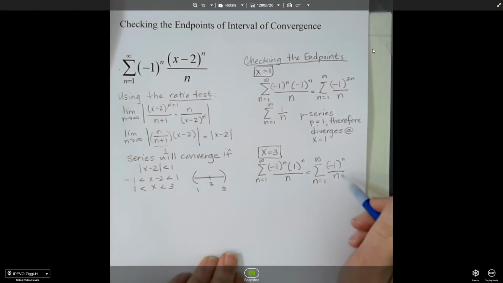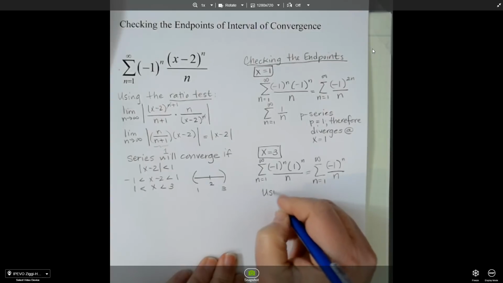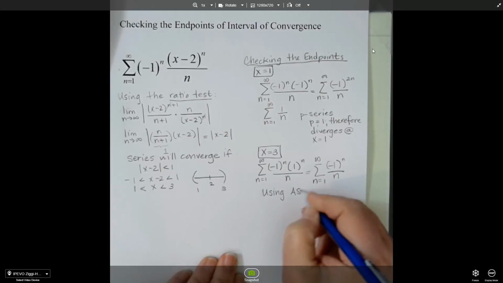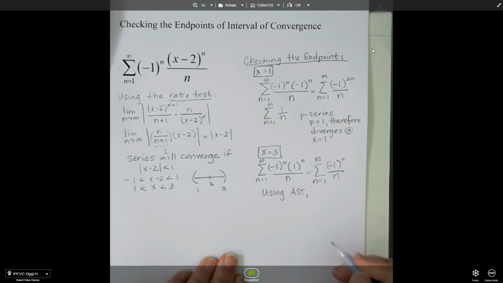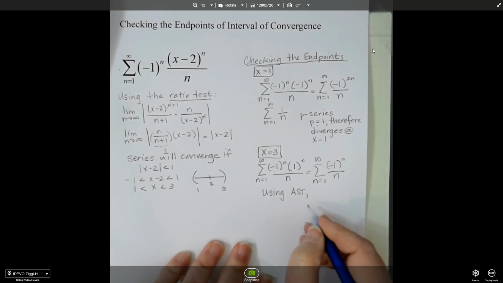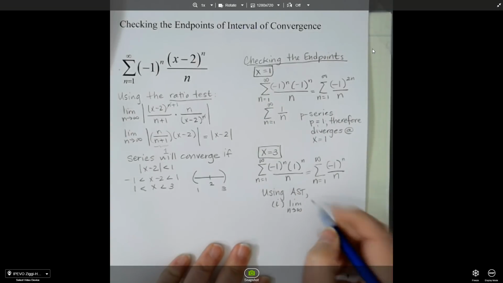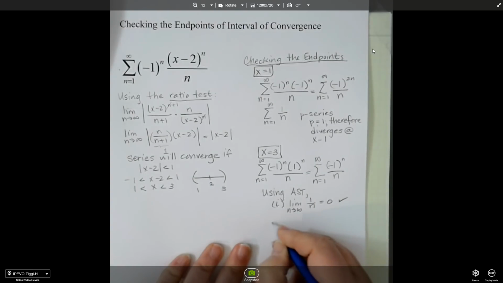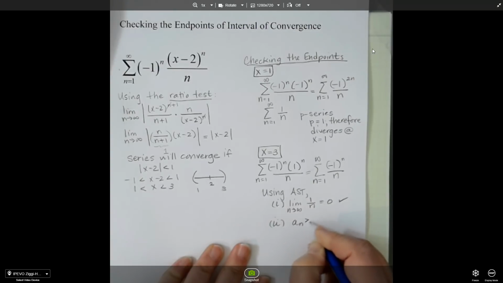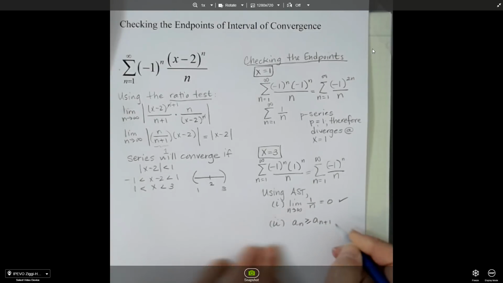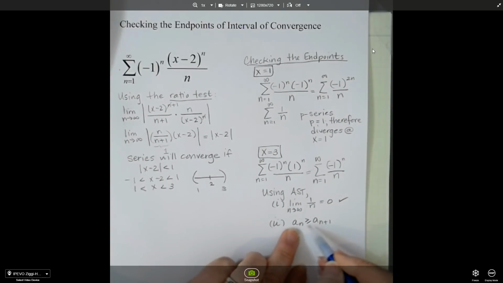Now, since this is an alternating series, I'm going to use the alternating series test, a test designed just for alternating series. And I'm going to suggest that the limit as n goes to infinity of the non-alternating piece, which is 1 over n, does go to 0. So that's the first condition. The second condition is that a sub n is greater than or equal to a sub n plus 1, which is essentially your terms are getting smaller or are the same.